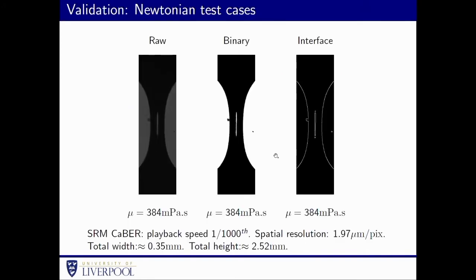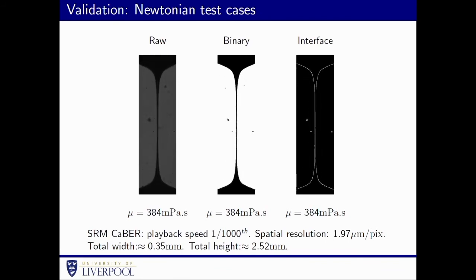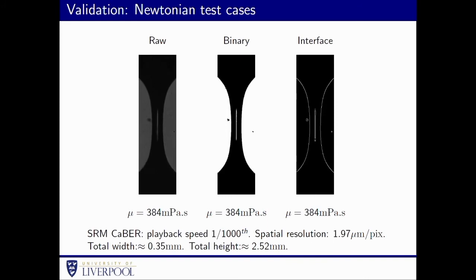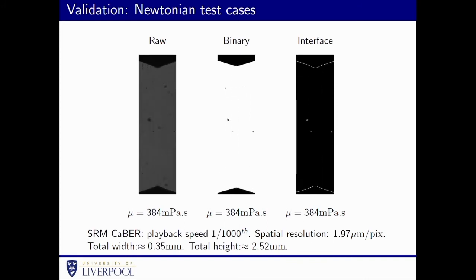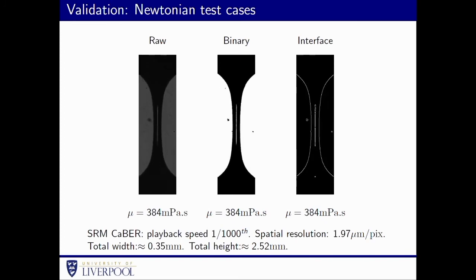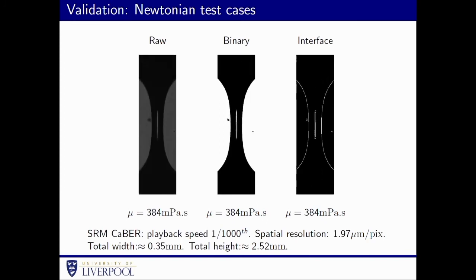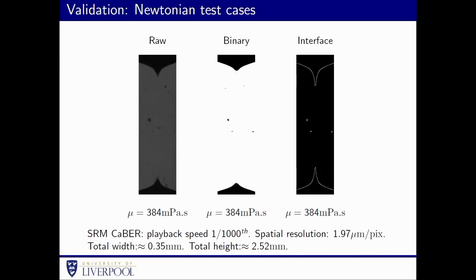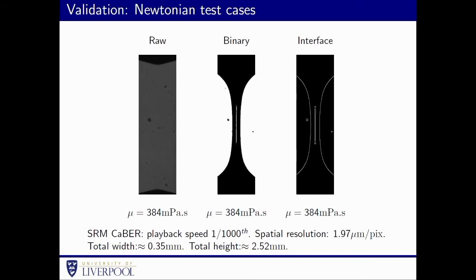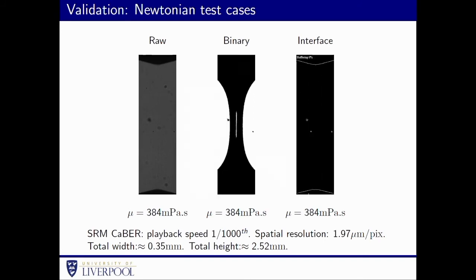The methodology, so the validation was done on a glycerol water solution, which we measured in a shear rheometer at 384 millipascal seconds. We chose this high viscosity so that the timescales would be much slower. This is the raw image from the camera. We binarize it, and then we use basically in-house algorithms in MATLAB to track the interface. From that interface, we can get the diameter over time, so the time evolution.